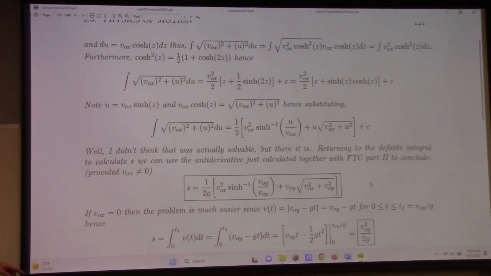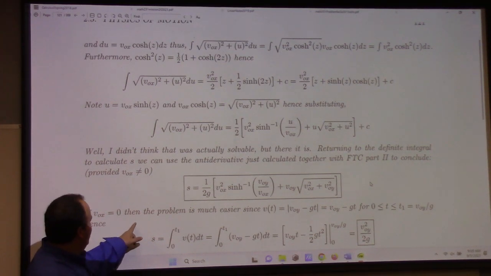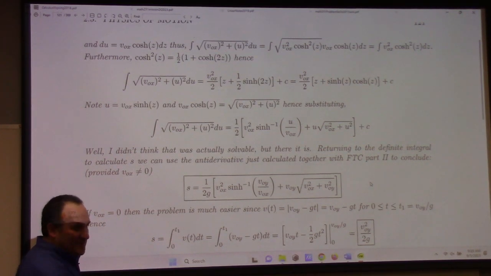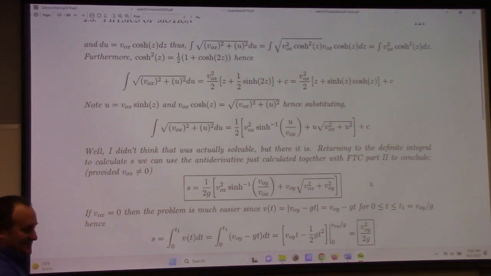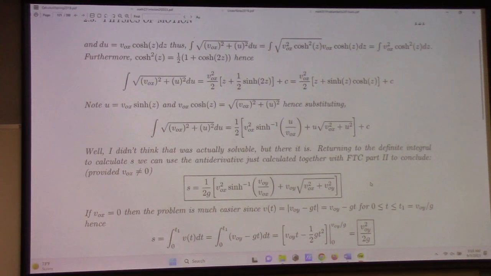Oh, and this formula simplifies to just this if you make the x velocity 0. Because then it's just this, which is easier. I don't think we need calculus to calculate that length. You tell me the top, multiplied by 2.